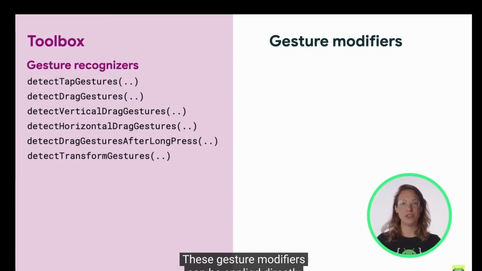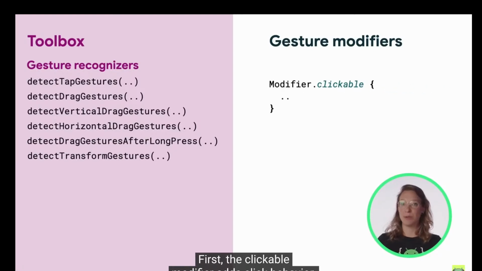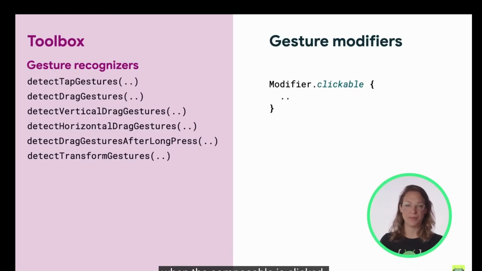These gesture modifiers can be applied directly to a composable, without needing to use the pointer input modifier. Besides this more concise way of writing, they give us some handy extra functionality besides just gesture recognition, and we'll look into that later. First, the clickable modifier adds click behavior. This is similar to the detect tap gestures recognizer, but it only responds to single taps. Again, you pass a lambda that is called when the composable is clicked.